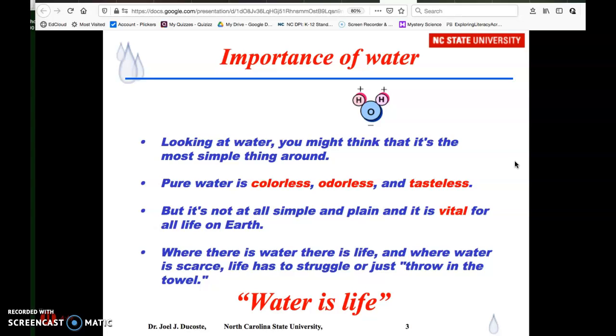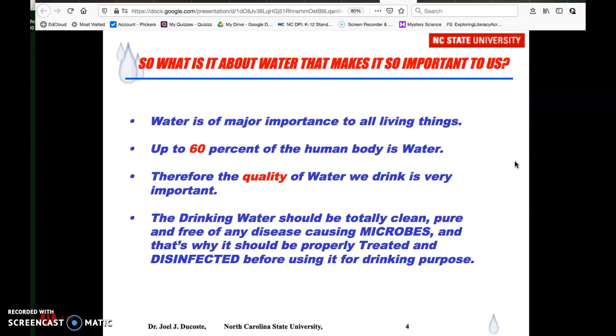There are traces of water on Mars, indicating that at one point it might possibly have had life. So you know that water is essential to life. If you don't have water, you're not going to have life. Water is of major importance to all living things. You should have a general understanding of this by now.